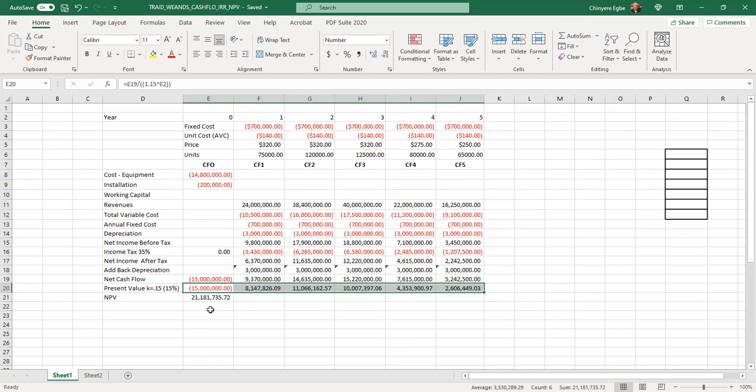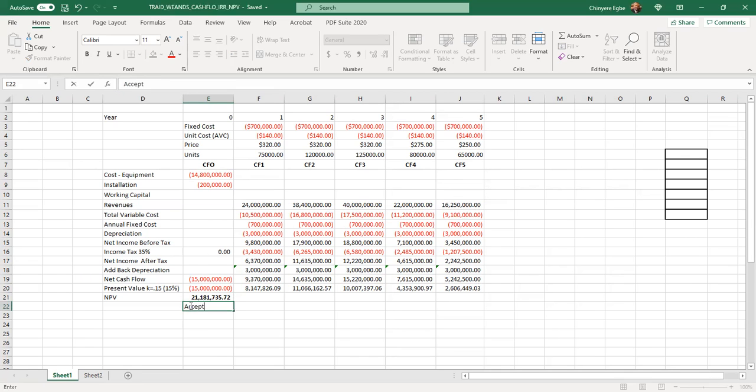And so your net present value is the sum of all the present values, including the cost, which is discounted at 0, and then all the present values down the line. So your net present value here is 21 million. So this is a good project. So we accept the project because the present value is a positive number.